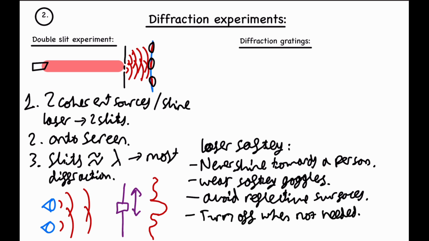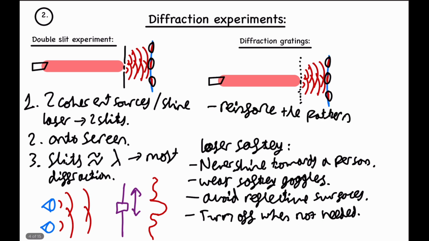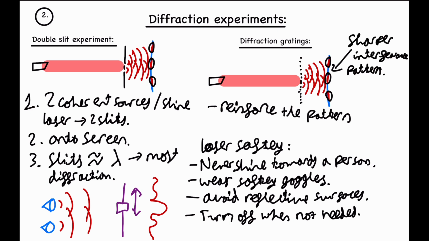Now, if we were to do diffraction gratings, we would have this very similar experiment to this one, but instead of using a double slit, we would use a diffraction grating. So it would look the same as this, but instead over here, we would have a diffraction grating instead of a double slit. So we have multiple slits in between. This causes many beams, which causes a reinforced pattern. You would get a sharper interference pattern, which is better for more accurate measurements.